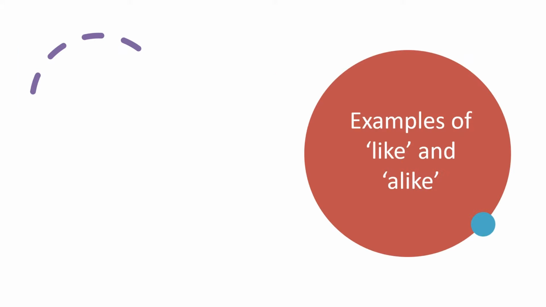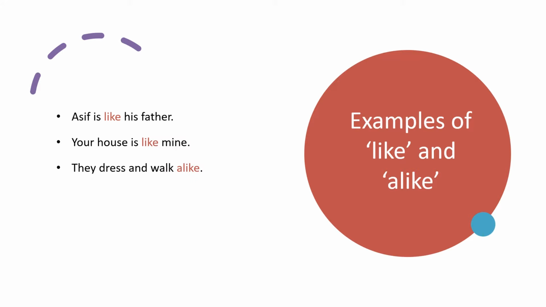Let's discuss some examples of like and alike. The first example is Asif is like his father. Your house is like mine. Moving on to the examples of alike, they dress and walk alike. The twin girls are alike. So you will see in this manner like and alike are used.